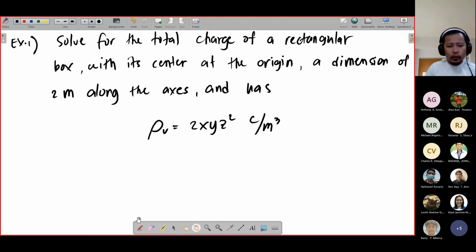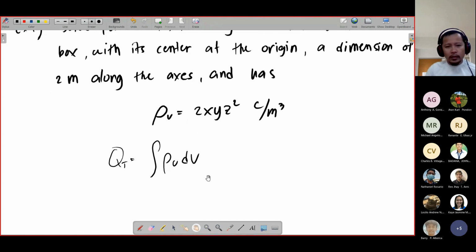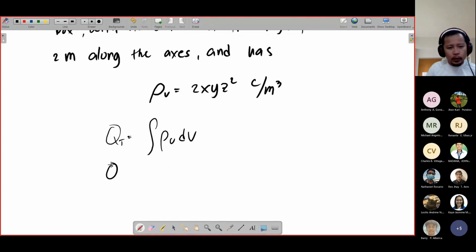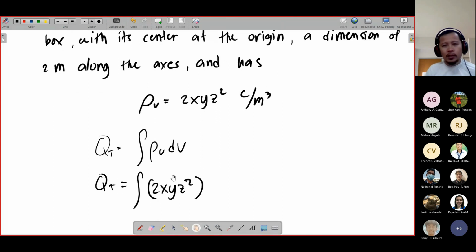To solve for this, of course, your total charge is basically the integral of the volume charge density times the differential volume. We are already given the volume charge density, so all you have to do is integrate 2xyz squared times the differential volume. What is the differential volume here?